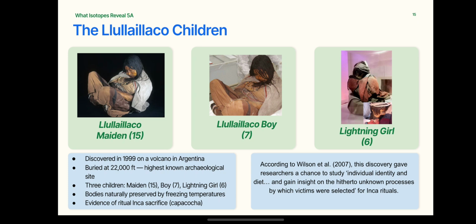According to a peer-reviewed study by Wilson and others in 2007, the hair from the mummies provided detailed genetic, dietary, and isotopic information, meaning they could track changes over time. This gave researchers an unprecedented look at the last years of these children's lives, what they ate, where they went, and even signs of social status change, all from analyzing their hair.